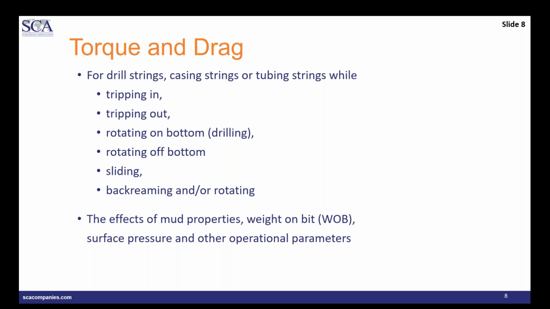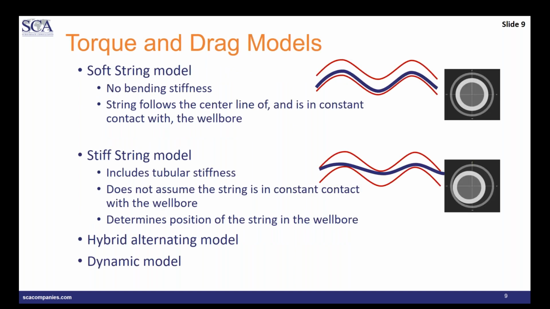So the boundary conditions change. So how do we define the torque and drag under different operations? A lot of questions come up. In the traditional classic software, you don't find rotating on bottom, the string rotation and the rate of penetration for drilling operations. Why is it not considered? All these conundrums, paradoxes will be covered in detail in the class. Now moving on to the next one.